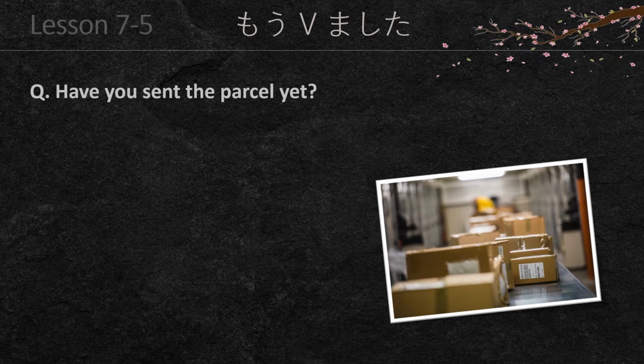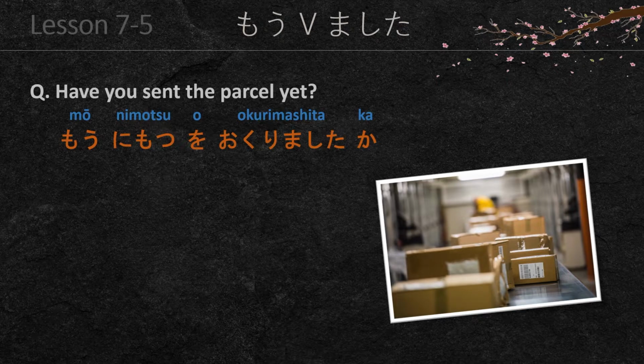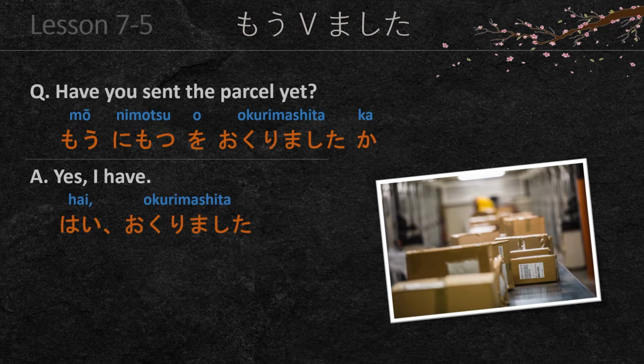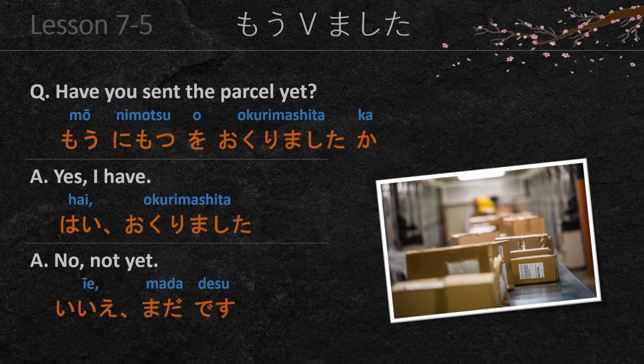The final grammar point for lesson 7 is mo verb mashita. Mo is sort of like yet in English. So let's look at an example. Have you sent the parcel yet? Mo nimotsu o okurimashita ka? We could answer, yes, I have. Hai okurimashita. So we repeat the verb. Or, no, not yet. Ie mada desu. Mada is like not yet in this case.